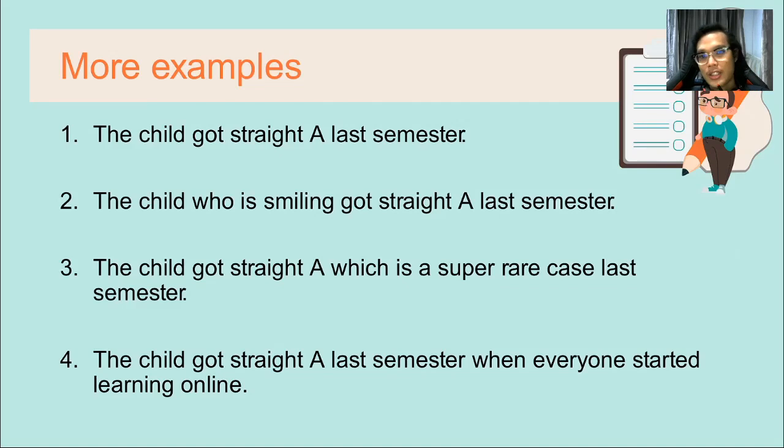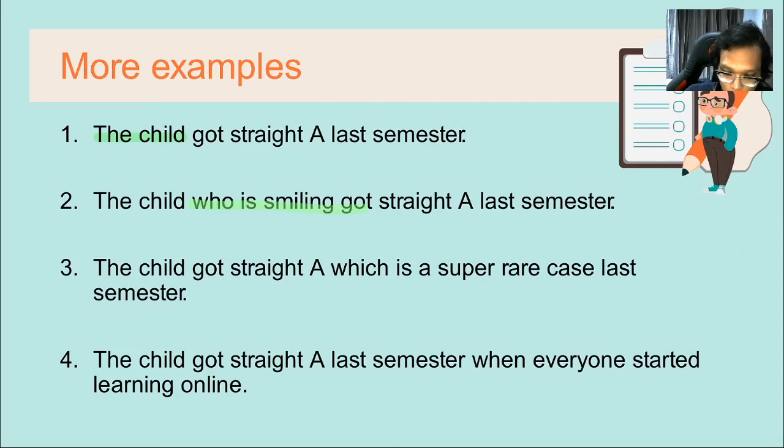The child got straight A last semester. The same example that we used previously, right? So the child got straight A last semester. We just know the child, but we don't know anything about the child, right? So again, we want to emphasize the child. We want to give more details about the child, or create more information about the child. We can use an adjective clause to clarify about the child.